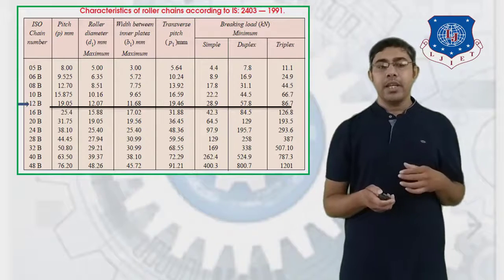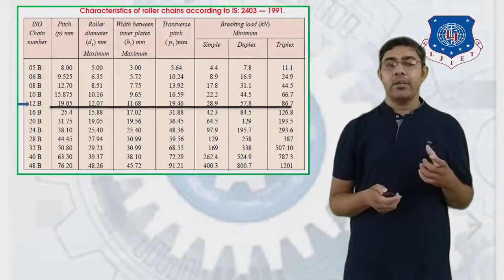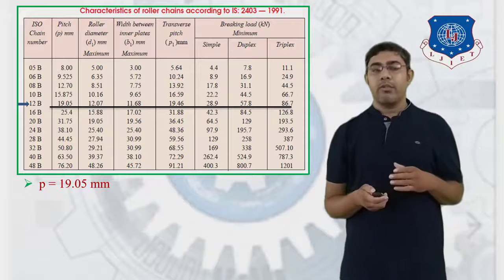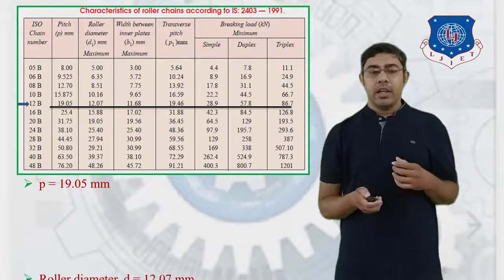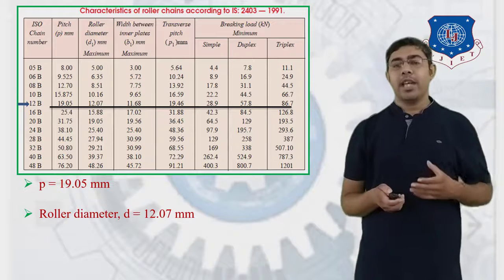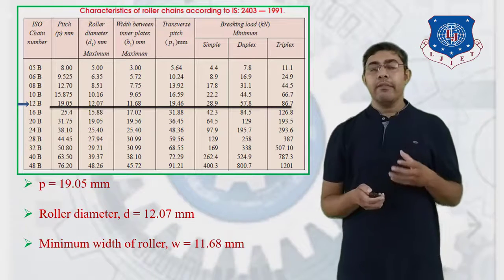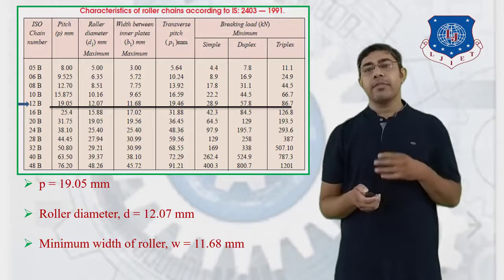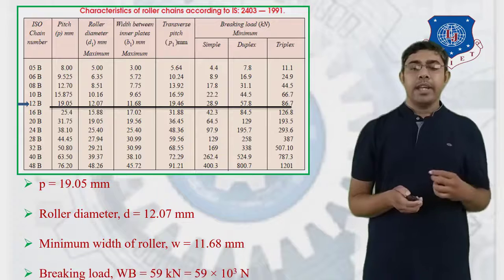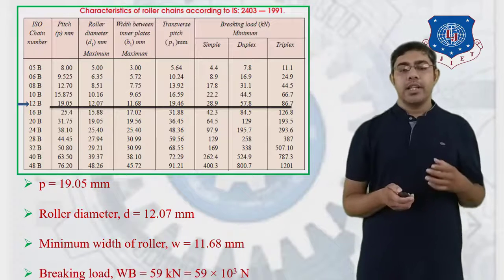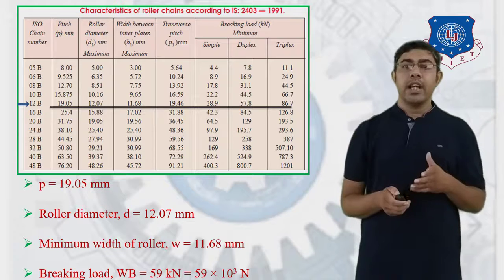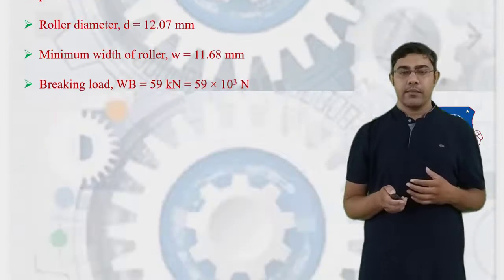So here 12B is our chain type, and according to 12B, the pitch P is 19.05 mm, the roller diameter D is 12.07 mm, the minimum width of roller W is 11.68 mm, and the breaking load WB is equal to 59 kilonewton, or you can say 59 into 10 raised to 3 newtons.